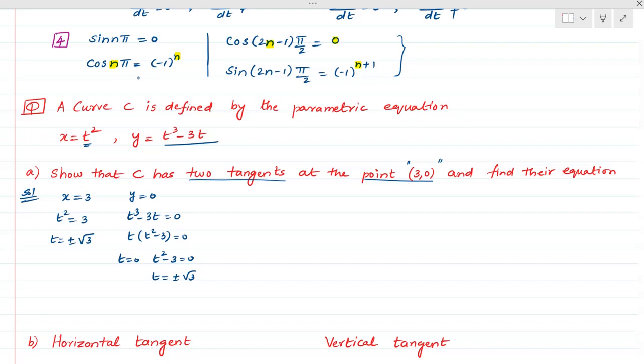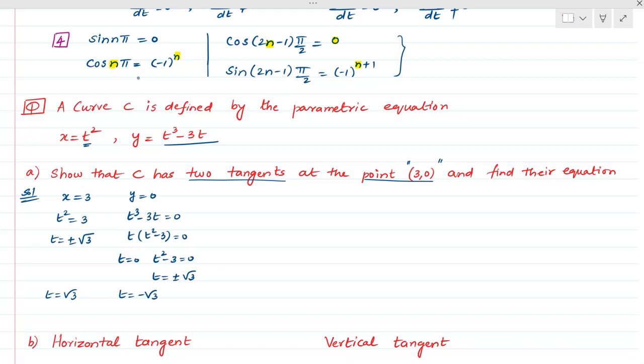So we will need two tangents. We will not use t equals 0. I will tell you why. So we will calculate the two tangents: t is equal to root 3 and t is equal to minus root 3.